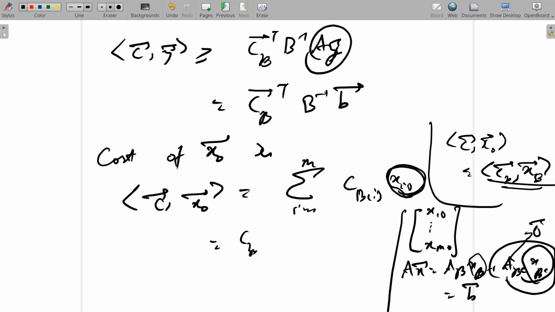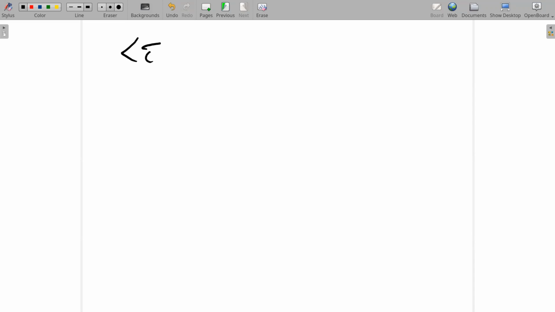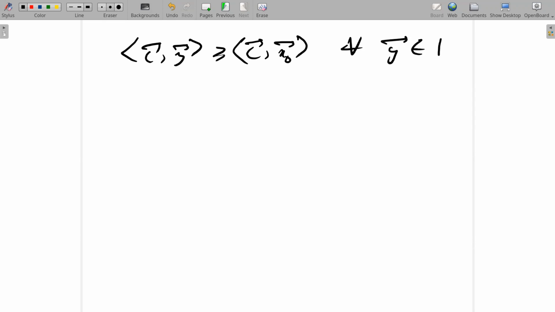So first of all, I can write this as C_B vector transpose with the column vector x_1 naught through x_m naught, which is nothing but x_B. And this is C_B transpose B inverse b. This is looking very familiar now. We have already encountered this right here. So C dot Y is in fact bigger than or equal to C dot X naught. What we have shown is that C dot Y is bigger than or equal to C dot X naught for all Y in F.